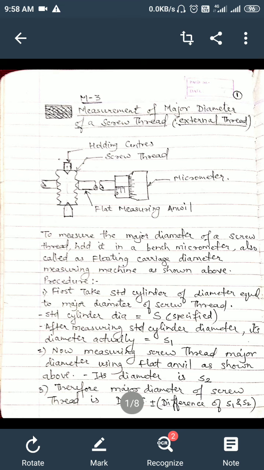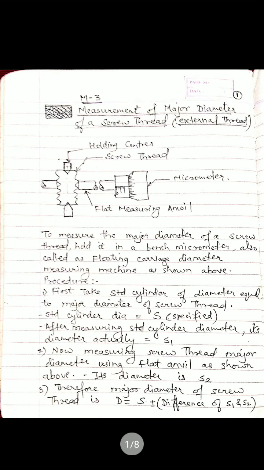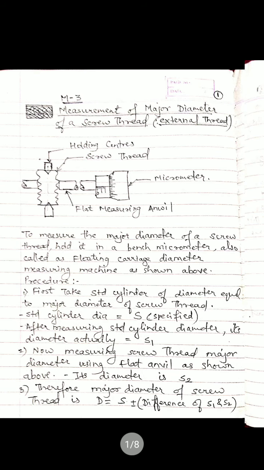D is equal to S minus the difference of S1 and S2, correct? When the diameter of the standard cylinder shown by the bench micrometer is less, suppose actually it is 10, and when I measured by the bench micrometer it is 9.9, it is showing less. In that case, in the formula, add it: D is equal to S plus the difference of S1 and S2. So this is how we are going to measure the major diameter of a screw thread.